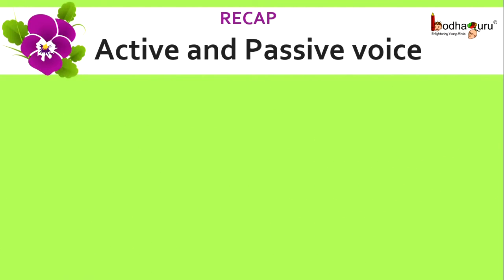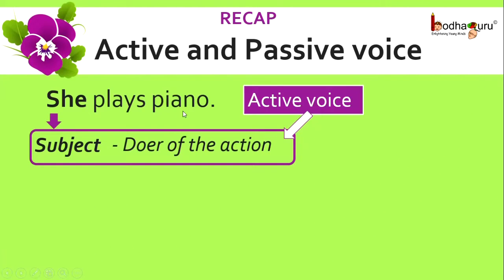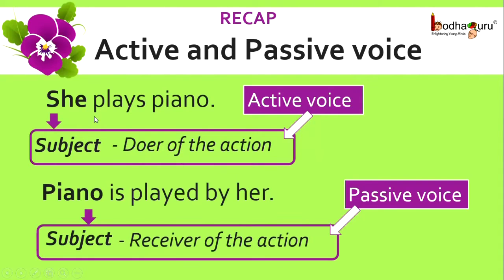A quick recap. She plays piano. This is an active voice. Why? Because here the subject is doing the action of playing the piano. That means the subject is the doer of the action. Another way to say the same thing is piano is played by her.